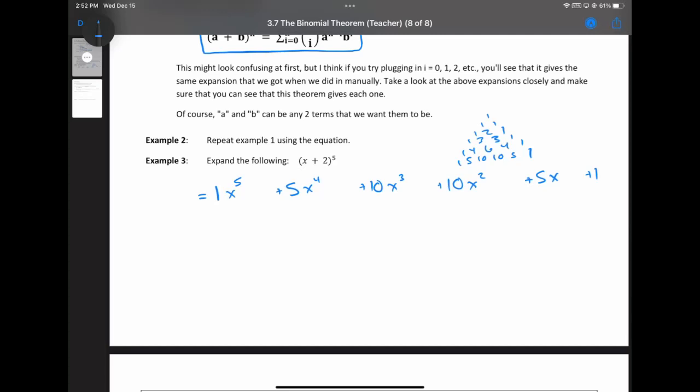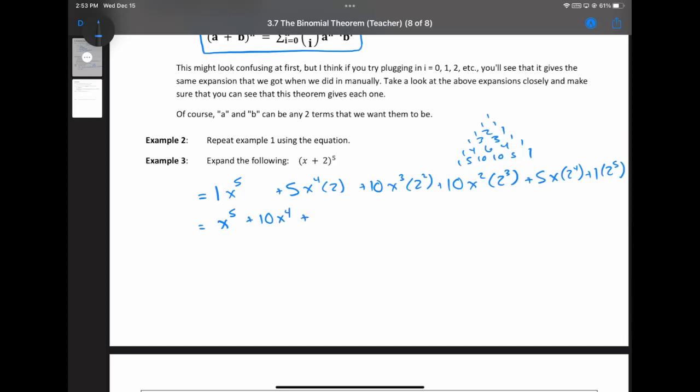And then my second term, the 2, starts off with an exponent of 0, which I'm not going to write because 2 to the 0 is just 1. And then 2, and then 2 squared, 2 cubed, 2 to the 4th, and 2 to the 5th. So my second term starts off with an exponent of 0 and the exponent counts up. And now that I've written it that way, I can simplify it just a little bit. The first term is x to the fifth. 5 times x to the fourth times 2 is 10x to the fourth.